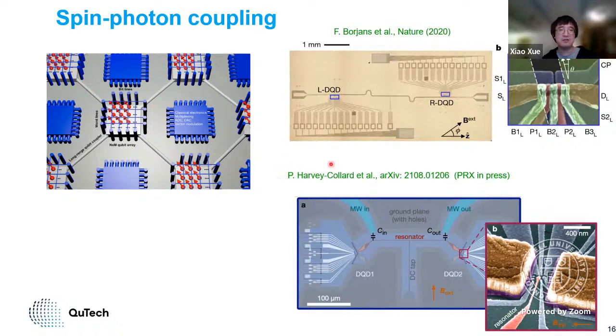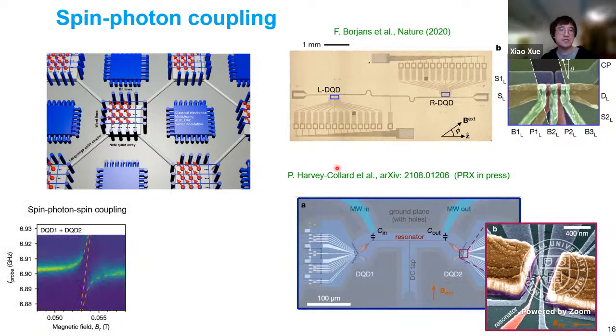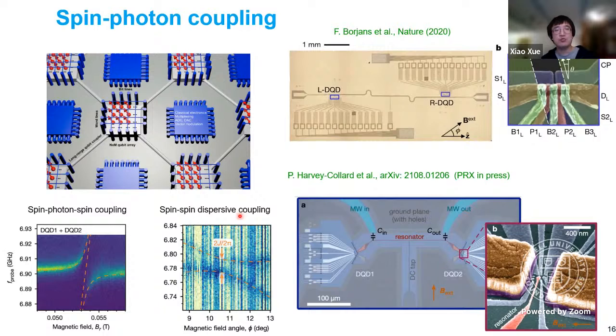And I want to highlight the most recent work by my colleague Patrick Harvey-Collard. This is a really nice work because he has shown that not only are we able to directly couple the spin qubits via a photon in the resonator, but for the first time we reach spin-spin dispersive coupling, thus spins coupling directly to each other with only a virtual photon in the resonator.